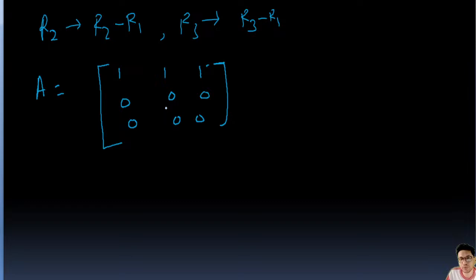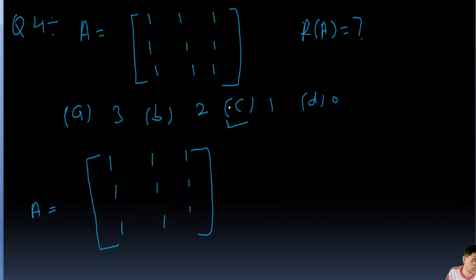Now we have to count the number of non-zero rows. This is one row. This will not be counted because it is 0, and this will also not be counted because it is also 0. Means there is only one row after converting this matrix into an upper triangular matrix. So the rank of the matrix is 1. Which option is correct? Option C is the correct one.